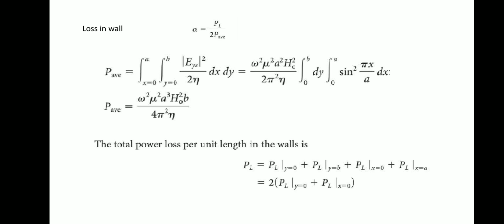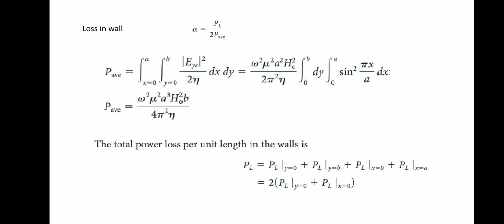For that, we can take the general equation for loss in conducting walls: alpha c is equal to PL divided by 2P average. PL is the power loss, so power loss divided by 2 times power average is called alpha. Using Poynting's theorem we can write the power average as half E cross H. Then we can replace H as E by eta, so half E cross H is replaced as half E cross E by eta.